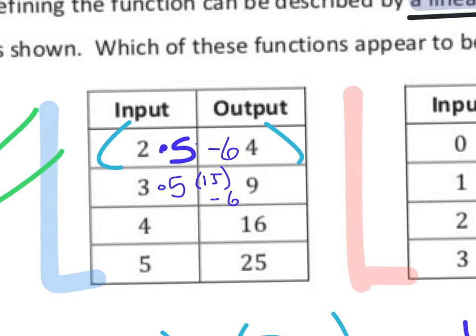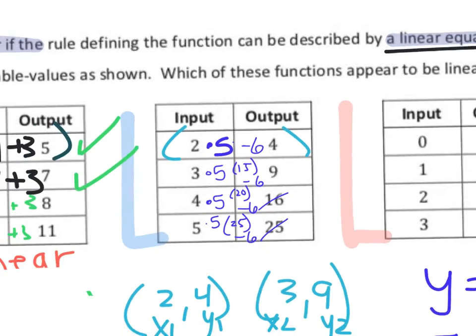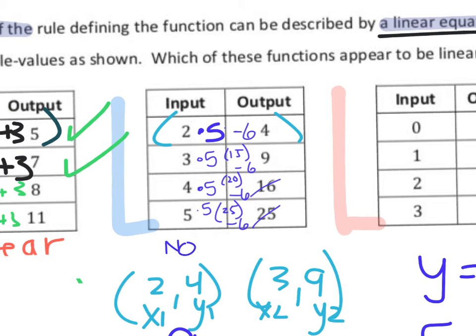But let's come down here. 4 times 5 would be 20. If you subtract 6, you will not get 16. Same here, 5 times 5 would be 25. And if you subtract 6, you would not get 25. So this is not linear.